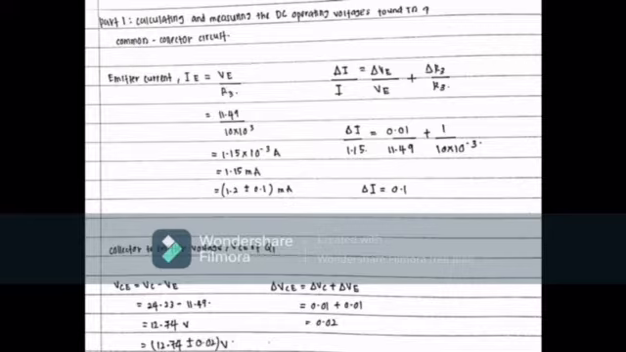For part 1, calculating and measuring the DC operating voltage found in a common collector circuit. First, we have to calculate the emitter current IE. The formula is given: IE equals VE over R3. VE we get from the DC voltage at the emitter, while the RE we get from figure 1. So the answer is 1.15 milliampere.